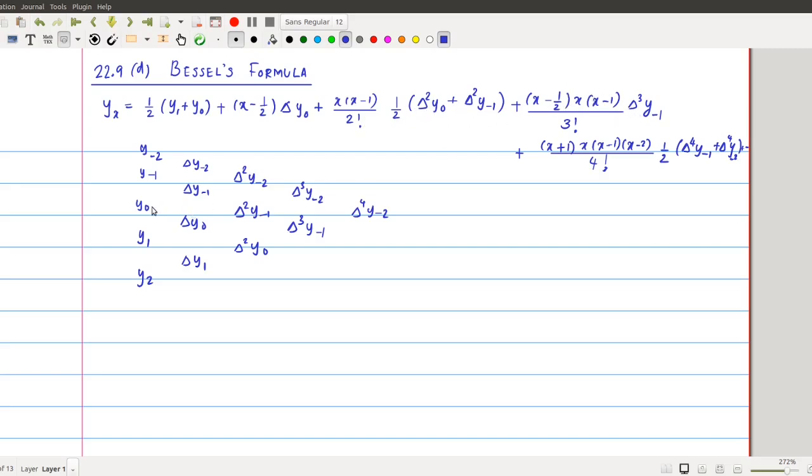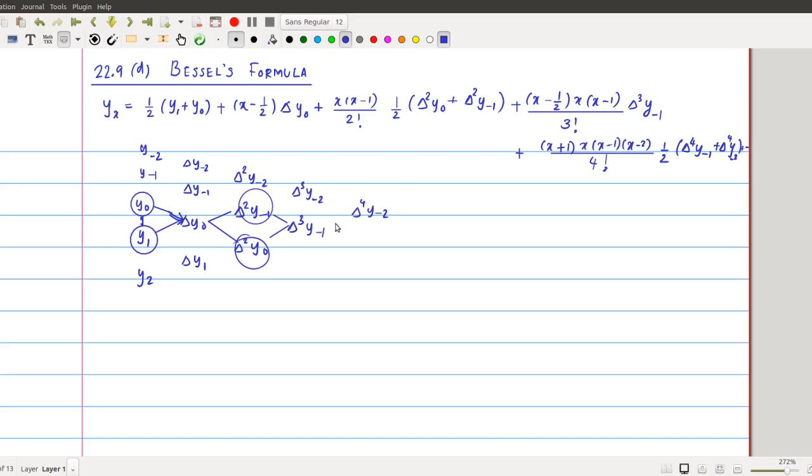So how will you remember this? We start with this, remember the starting point, half of these two numbers. So we take these two numbers first, take the average of these two numbers. Then come to the second term, we have delta y naught, that is because of this. Come to the center line, and again take the average of these two numbers, delta square y minus 1 plus delta square y naught, and take the average of these two.